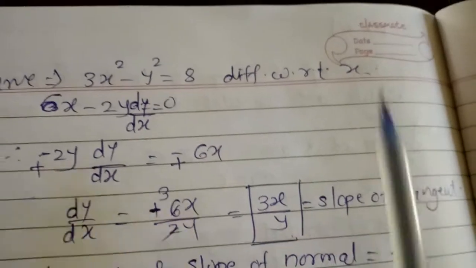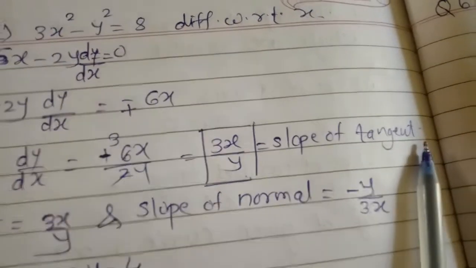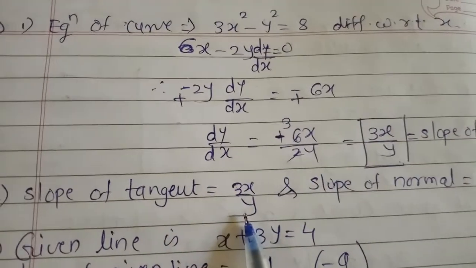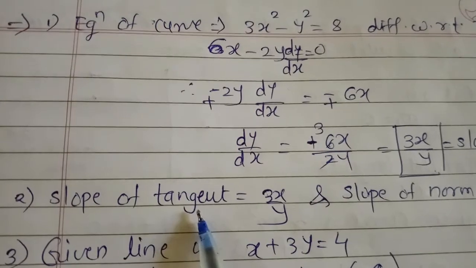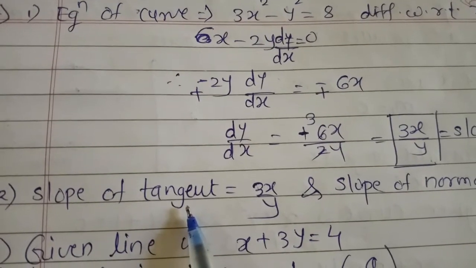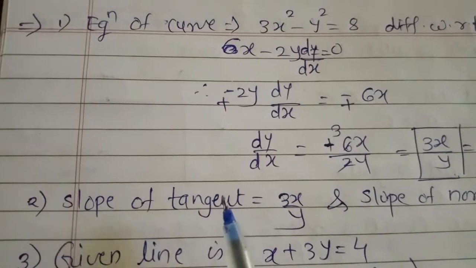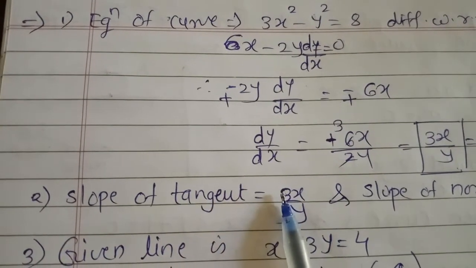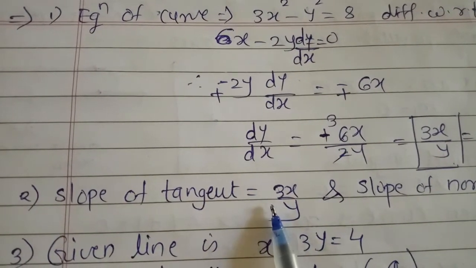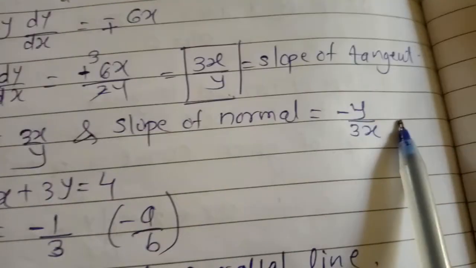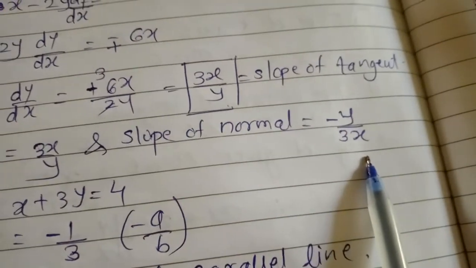So whenever we take the derivative of the equation of the curve we get the slope of the tangent. So the slope of the tangent is 3x upon y. You know that the tangents and the normals are perpendicular to each other. So if we know the slope of the tangent, we find the slope of the normal by taking its negative inverse. So what will be its negative inverse? Minus y upon 3x. So the slope of the normal is minus y upon 3x.